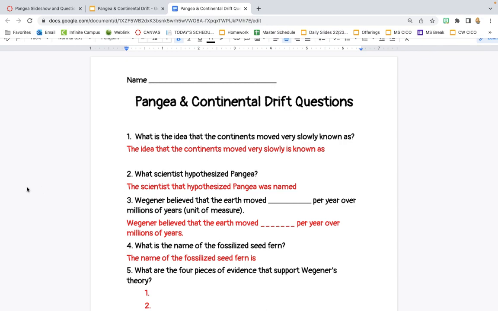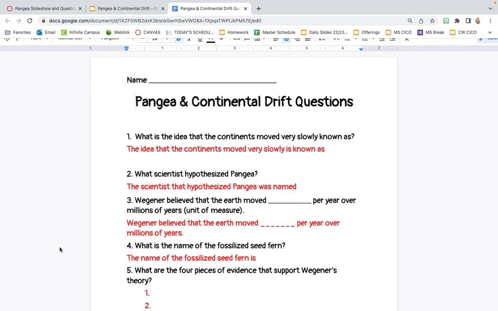Number 2 says, what scientist hypothesized Pangea? So predicted by using research and theories to come up with Pangea. The scientist that hypothesized Pangea was named, so you'll have to type that scientist's name. Wagner believed that the Earth moved blank per year over millions of years. So in the complete sentence, Wagner believed that the Earth moved blank per year over millions of years. So I want to know, how far did it move?